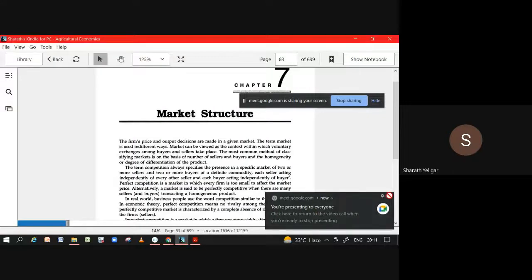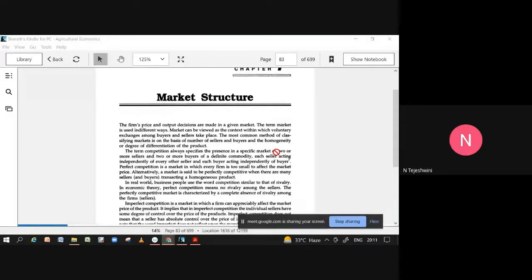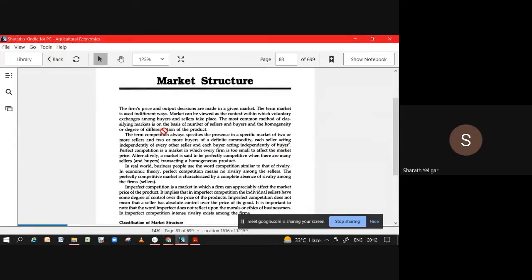So now you are able to see this market structure? Yes, sir.